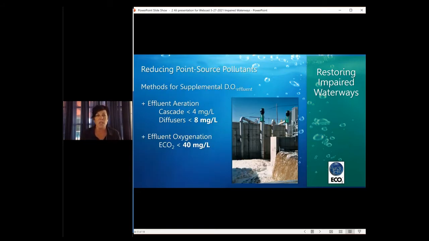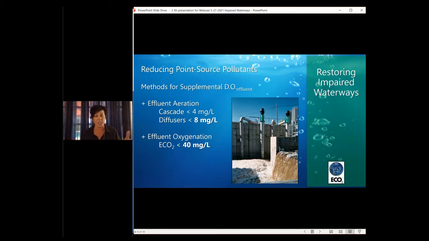So when people, if a plant was to say, all right, let me take a look at supplementing dissolved oxygen in my secondary treated effluent before it goes into the stream, what would that look like? Well, you've got a couple options again. We're looking at aeration or oxygenation.